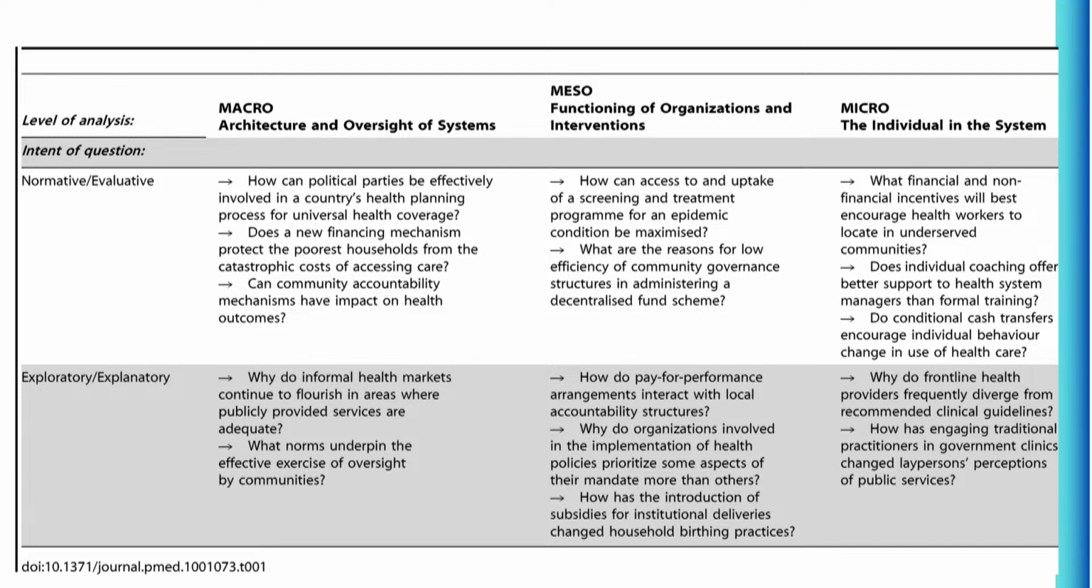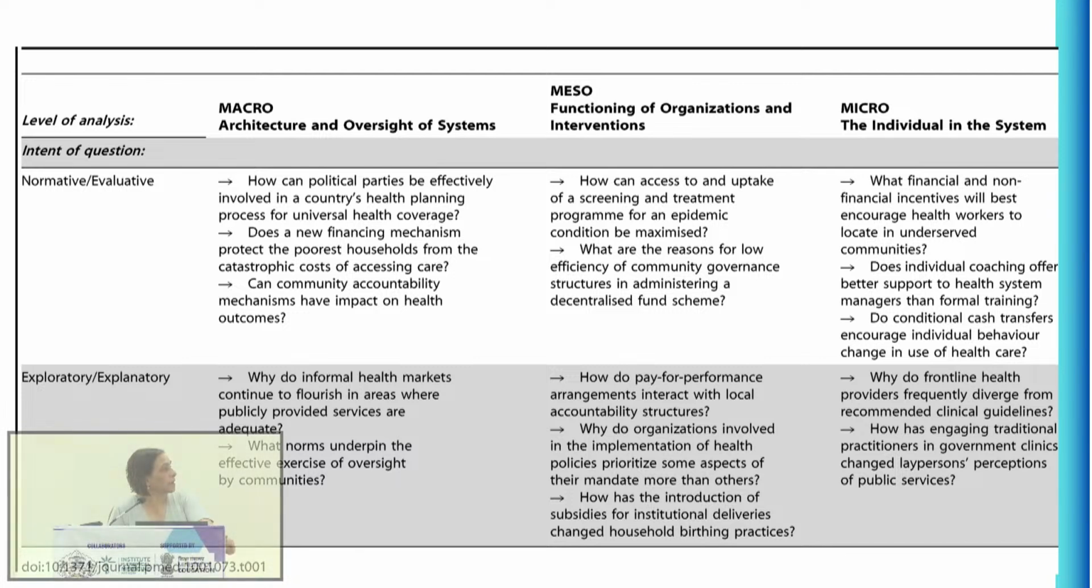What are the reasons for the low efficiency of community governance structures in administering a decentralized fund scheme? Again, you're evaluating the community governance structures. Right, anything else? Let's just go to the micro level and go down again.